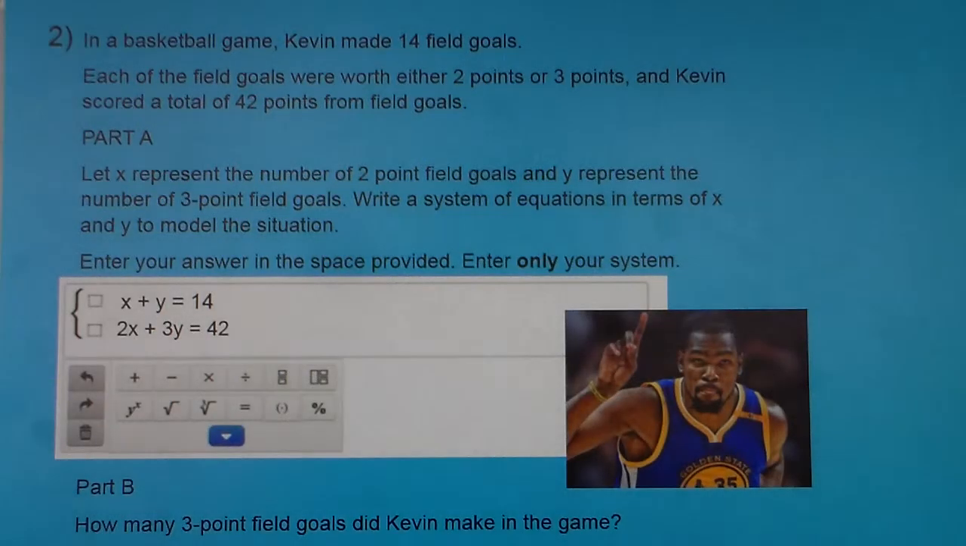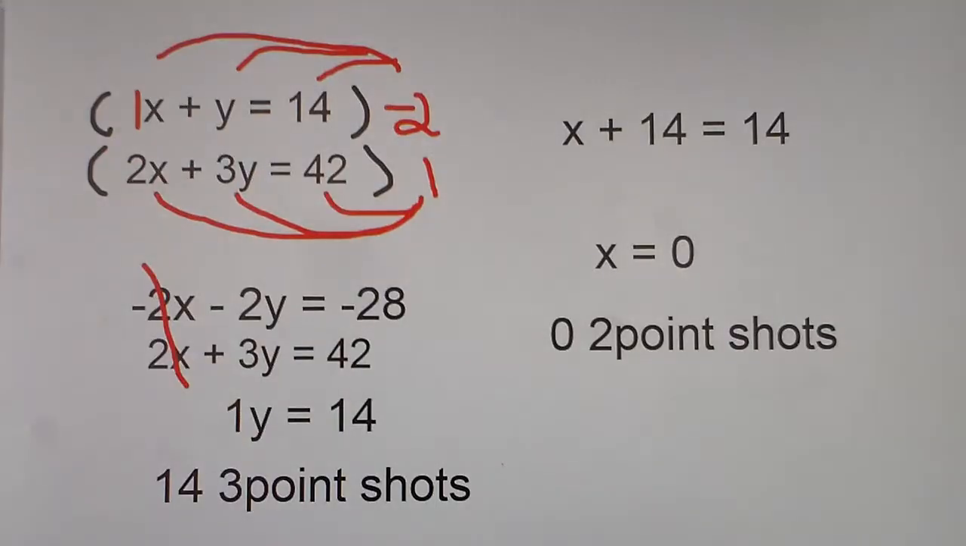So now the question that they're asking is how many 3-point field goals did Kevin make during the game? Well, how many 3-pointers? That would be 14. So the answer to number 2 is 14.